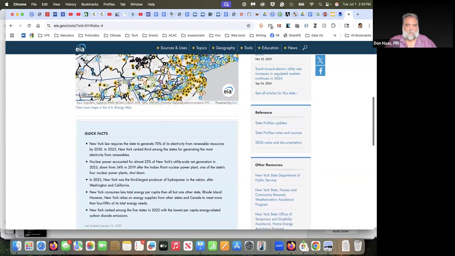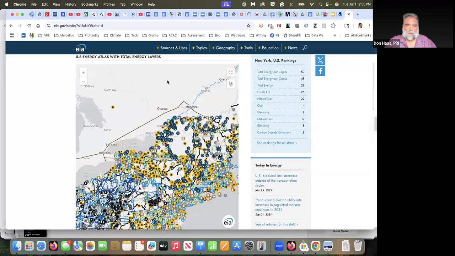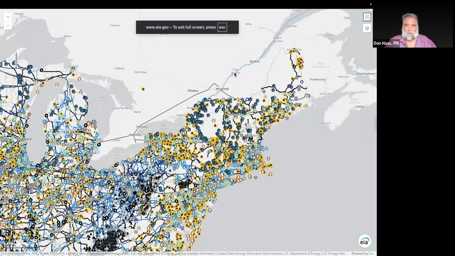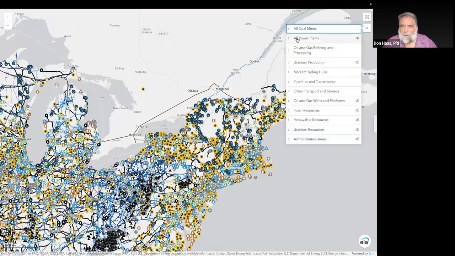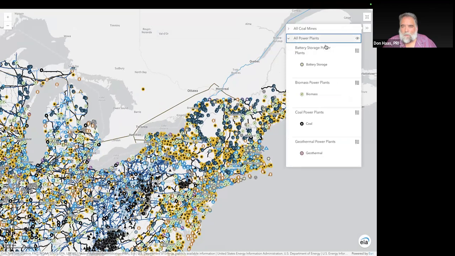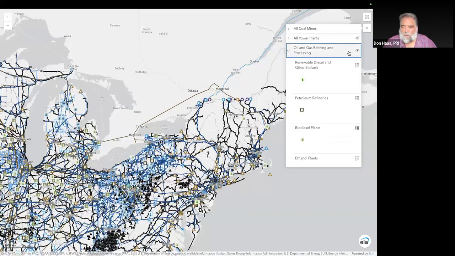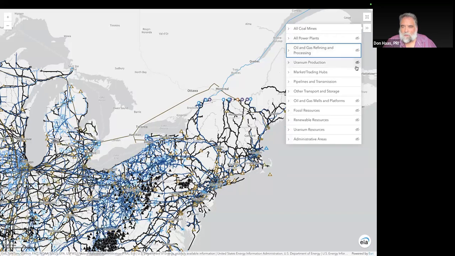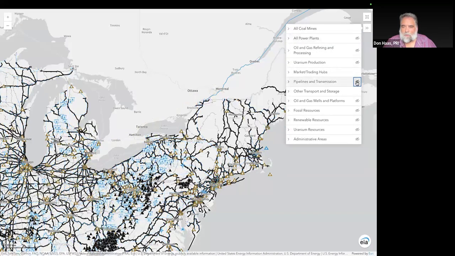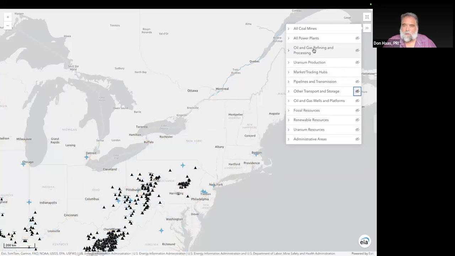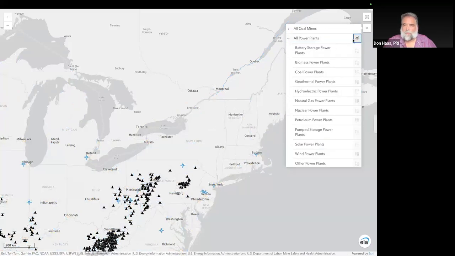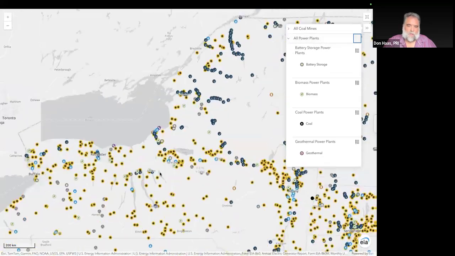And then there is this awesome map where you can explore the energy infrastructure and see what's near you. You can turn off different layers, and I'm going to turn off all the power plants and then bring some, oops, I want to turn off all the other stuff more than the power plants. So let's turn that off. There we go. And now bring the power plants back. And you can explore around.